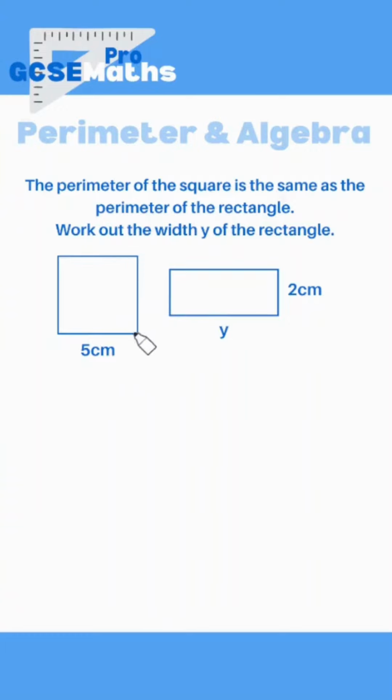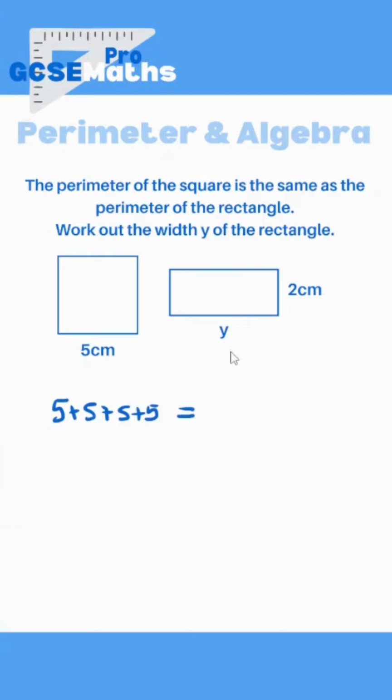So a square having all the same sides, I just need to add together 5 plus 5 plus 5 plus another 5. Now, do you see how here it said the perimeter of the square, which is this, is the same, which is the same thing as writing equals, as the perimeter of the rectangle. So now looking at the rectangle, how would I work that out?